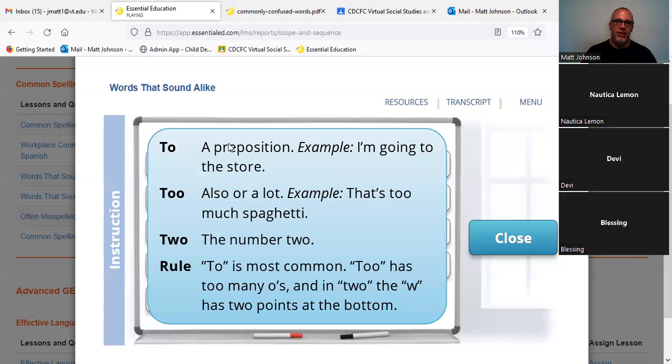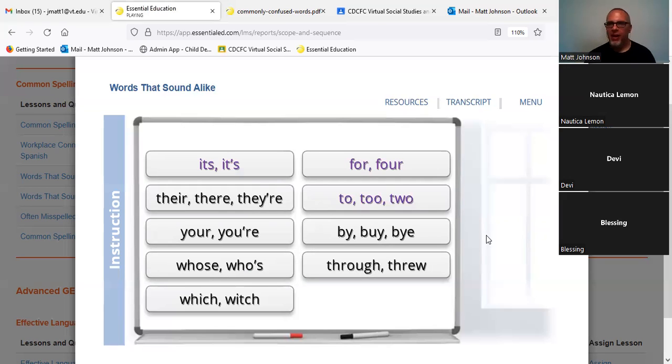To and too and two. TO is a preposition. Example: I'm going to the store. TOO means also or a lot. Example: that's too much spaghetti. TWO means the number 2. Remember, again, very, very easy to confuse.